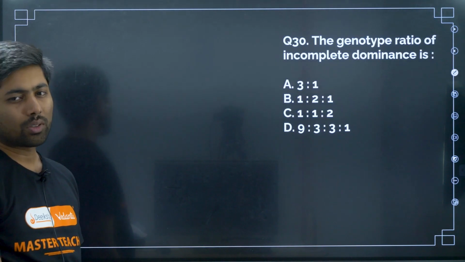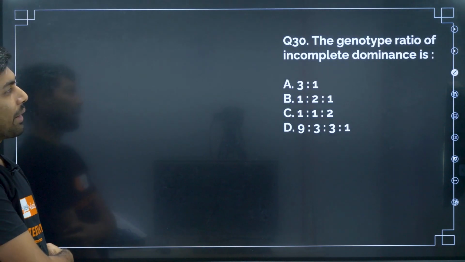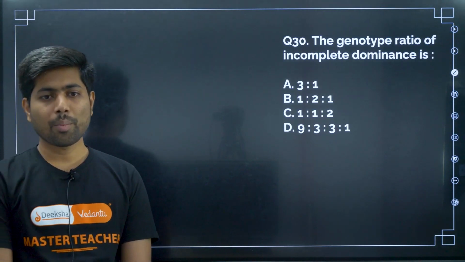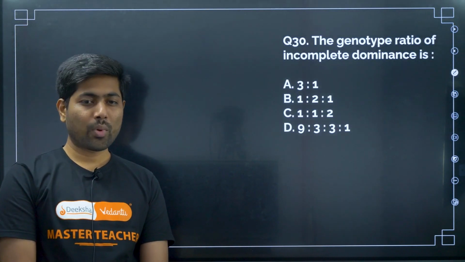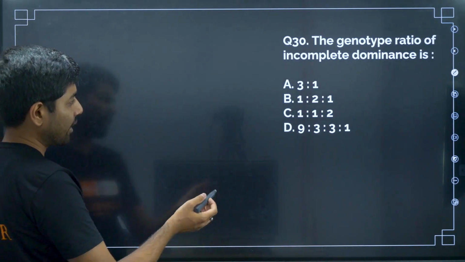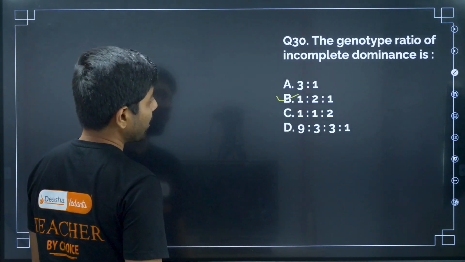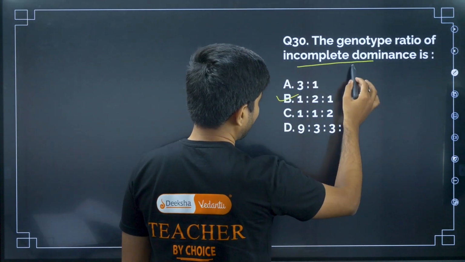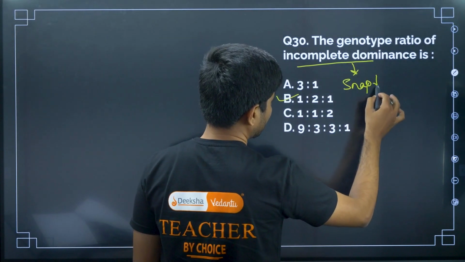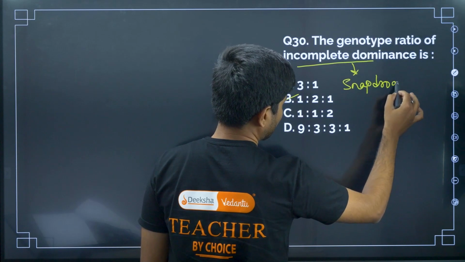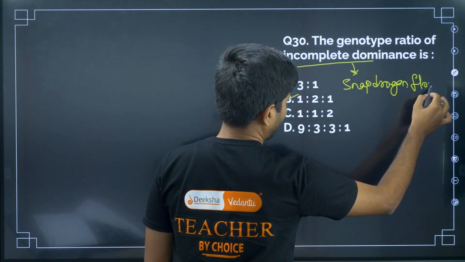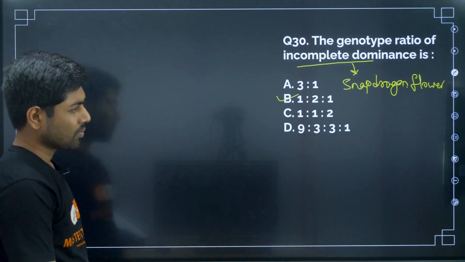Now look at question number 30, right? The genotypic ratio of incomplete dominance, right? Incomplete dominance is what? Very simple. If you know the answer, it's well and good, right? It is 1:2:1. Now incomplete dominance, in NCERT we study the snapdragon flower, right? Flower color of snapdragon.